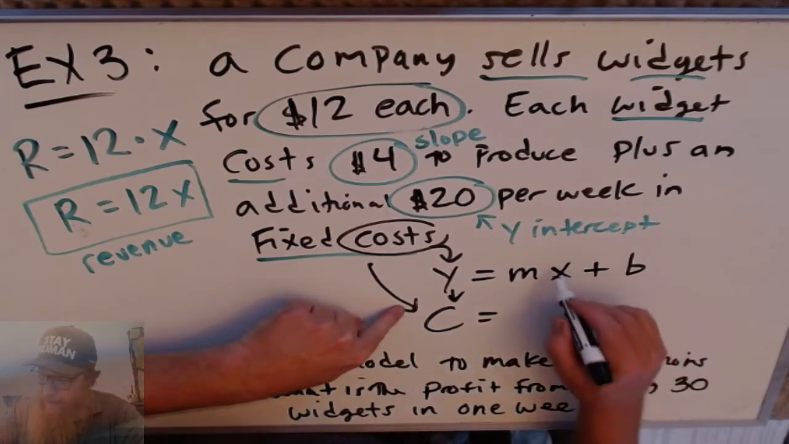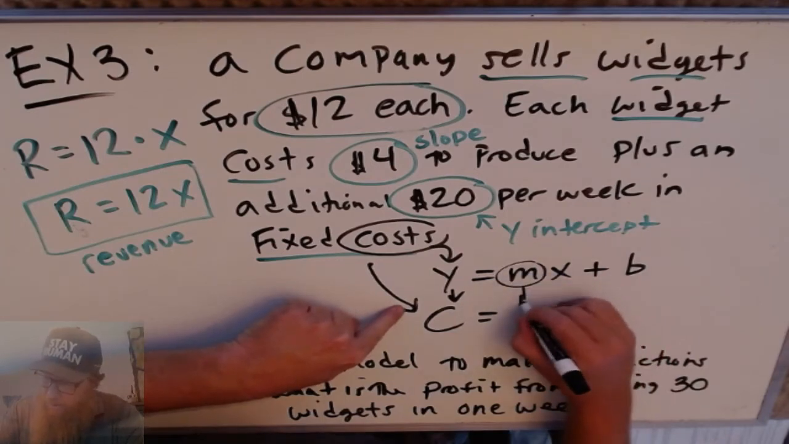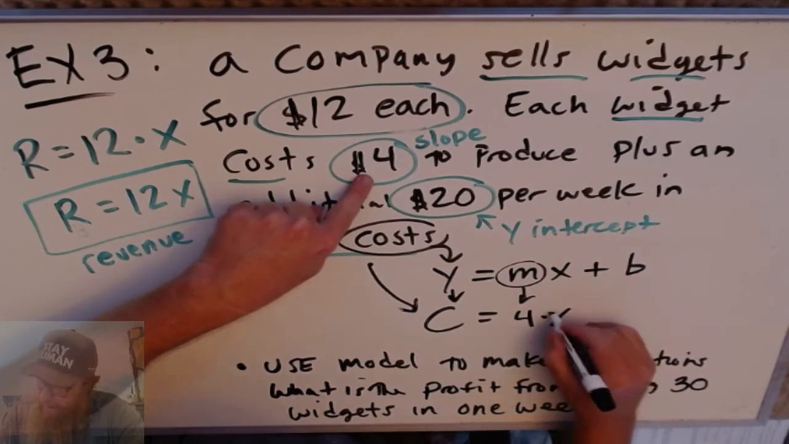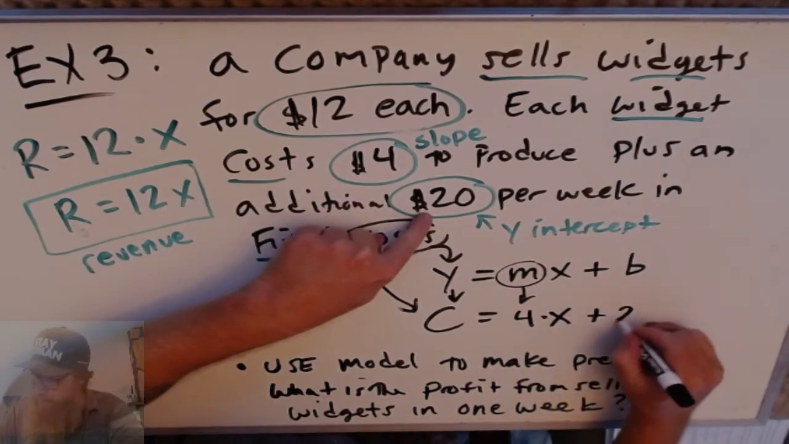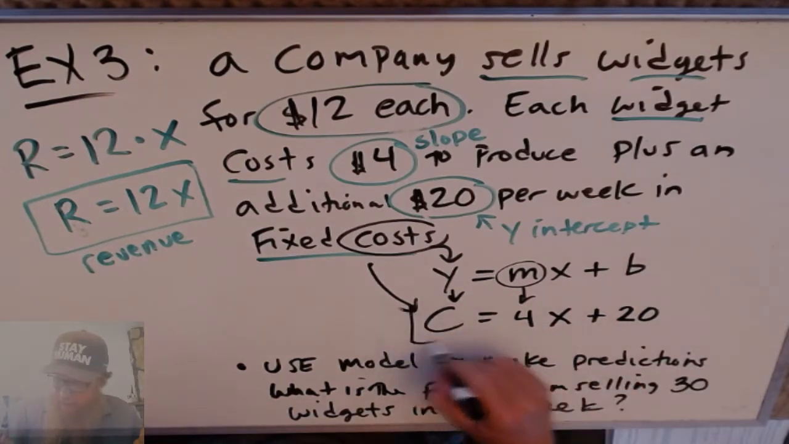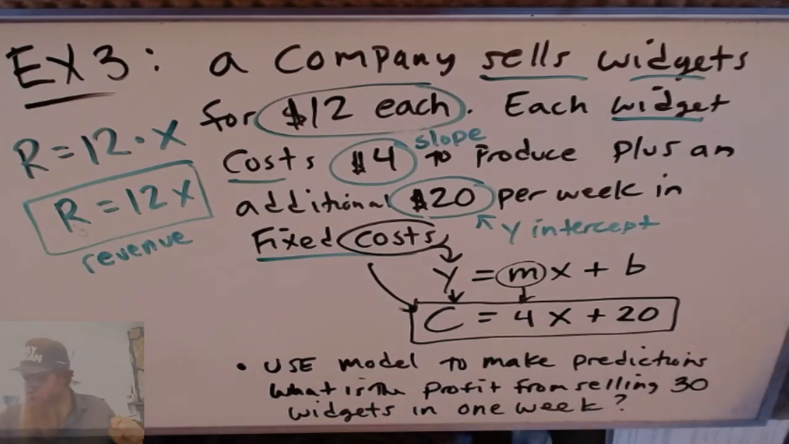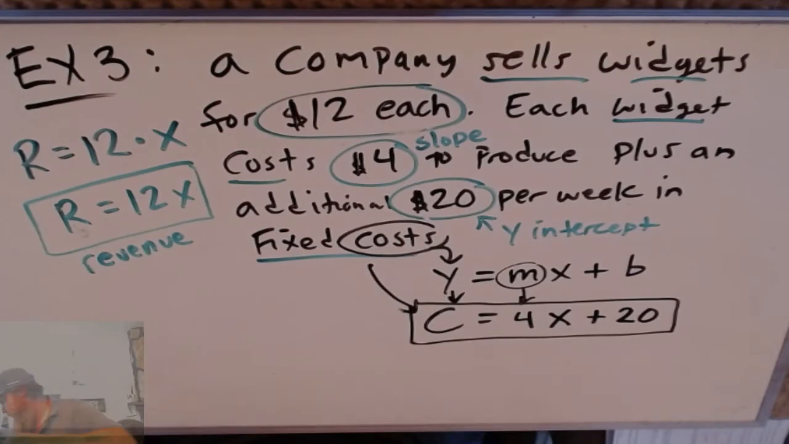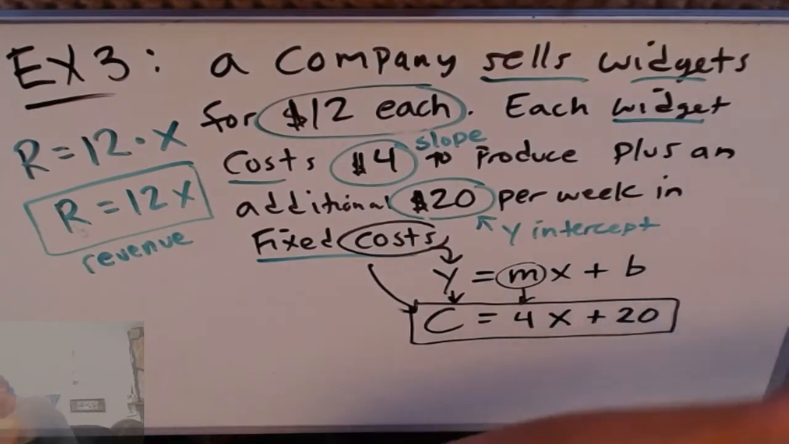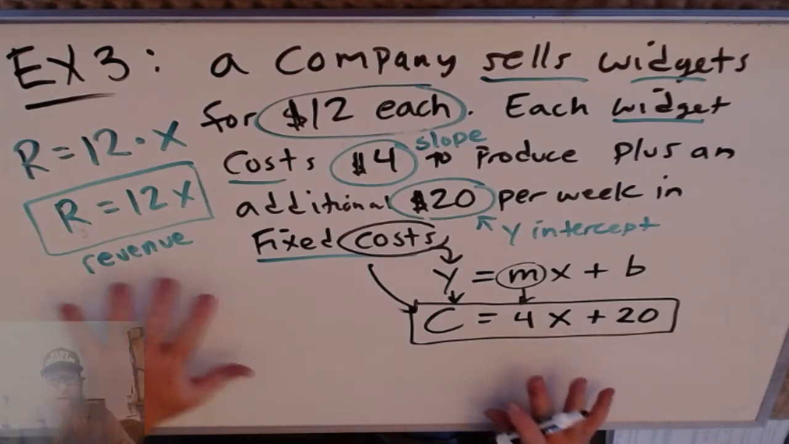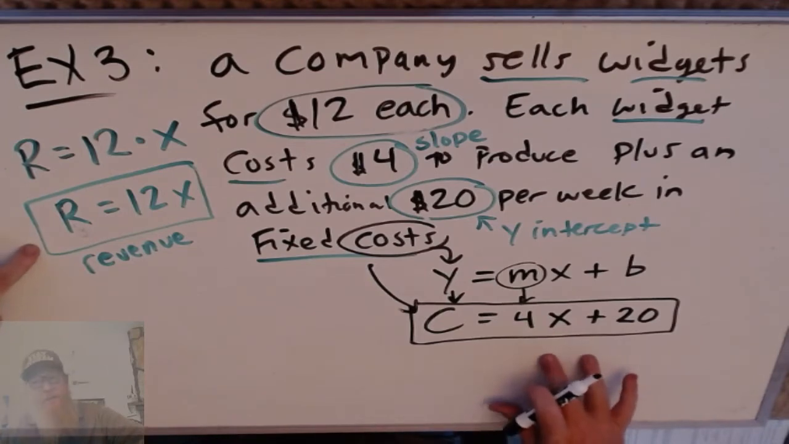We are still keeping X. So the slope is $4. You can drop the dollar sign, times X plus the fixed costs of $20. And you may omit the multiplication sign and just say 4X plus 20. Okay. So there we go. Those are our linear models, revenue and cost.